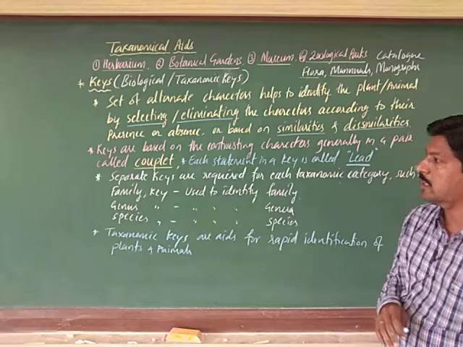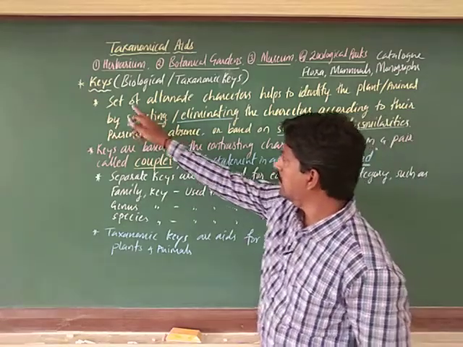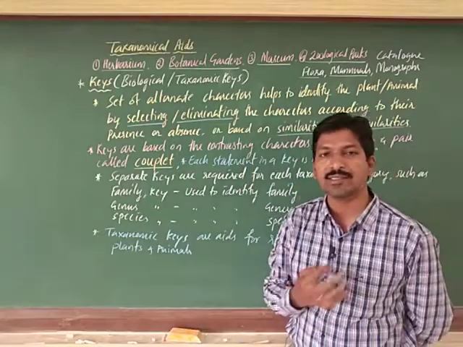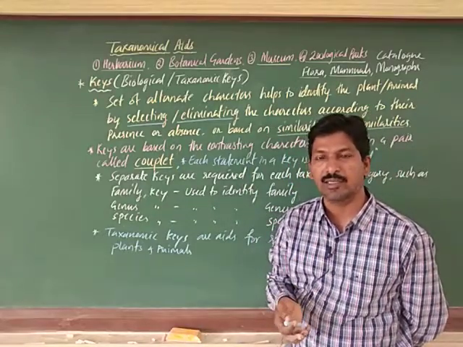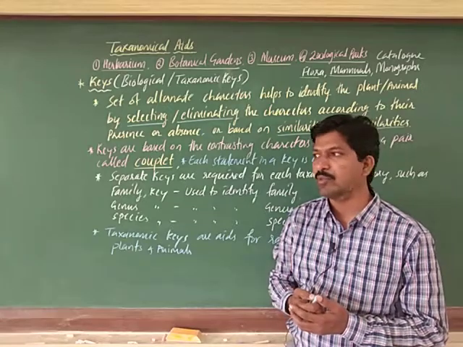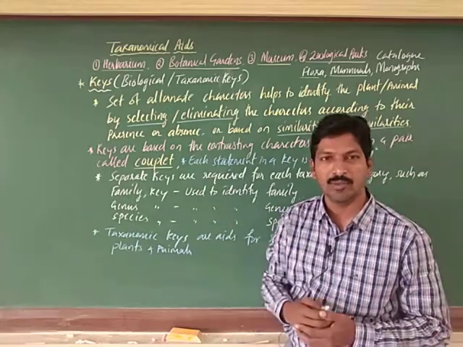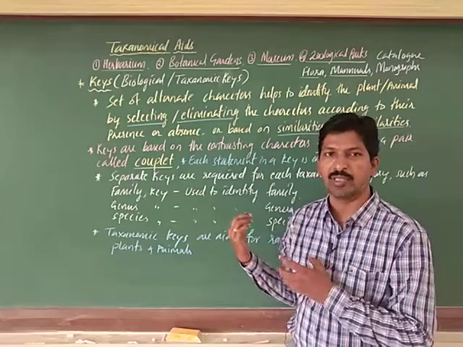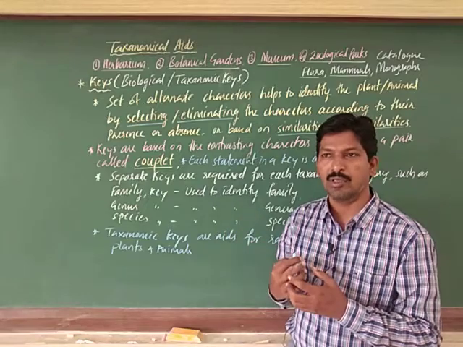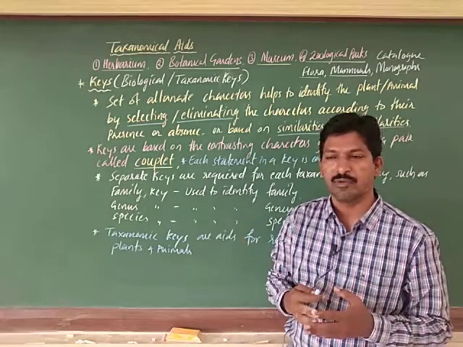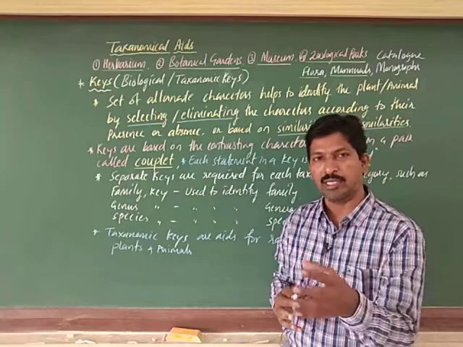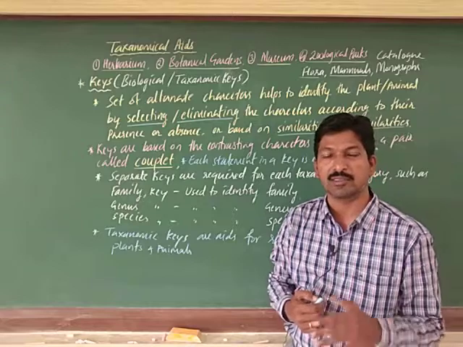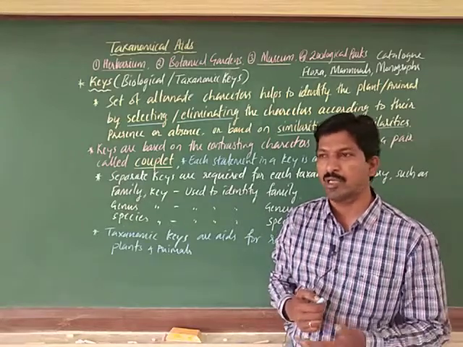For example, a set of alternate characters means contrasting characters. You can easily identify plant and animal, no? In higher taxa we can identify easily, but in lower taxa there is a need for these keys. Keys are very important. Once you observe in the field whether this is an animal or plant, you can identify it. On what basis are you identifying that? Based on some features, characters, similarities and dissimilarities.